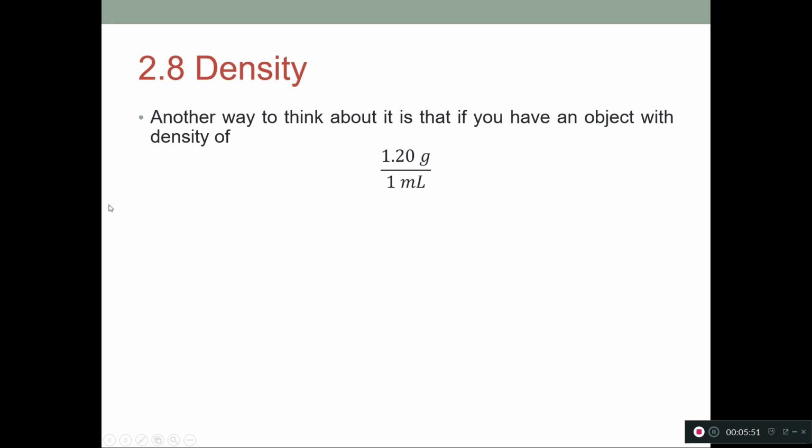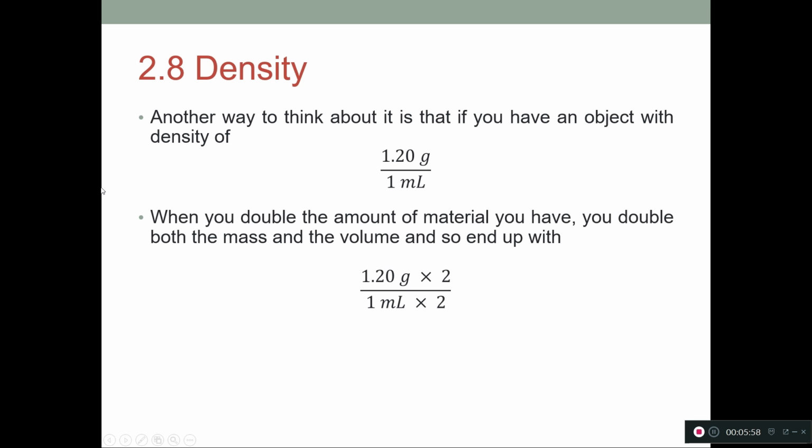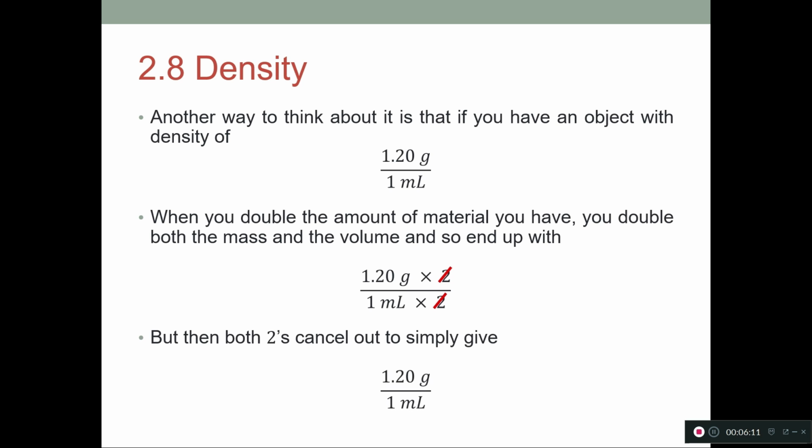Another way to think about this is if we have something that is 1.20 grams per 1 milliliter, then when we double it, we're just multiplying everything by 2. So we're increasing the volume by 2, and we're increasing the mass by 2. So both of those are increased by 2. But then both of these 2's cancel out, and so that just simply gives us back our 1.20 grams over 1 milliliter.